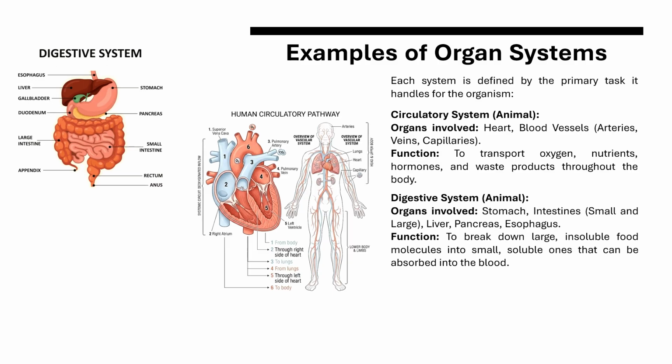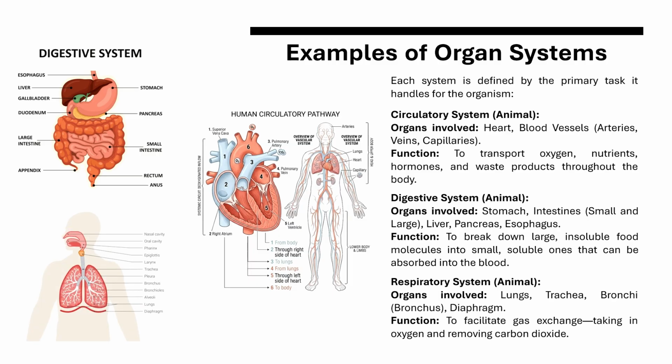The second one is the digestive system. This is the body's fuel processing plant. The involved organs are the stomach, esophagus, intestines, liver, and pancreas. Their mission is to break down large insoluble food molecules like a piece of bread into tiny soluble ones like glucose. But why do they do it? Because only soluble molecules are small enough to be absorbed into the blood and used by your cells for energy. It turns your dinner into molecular fuel.